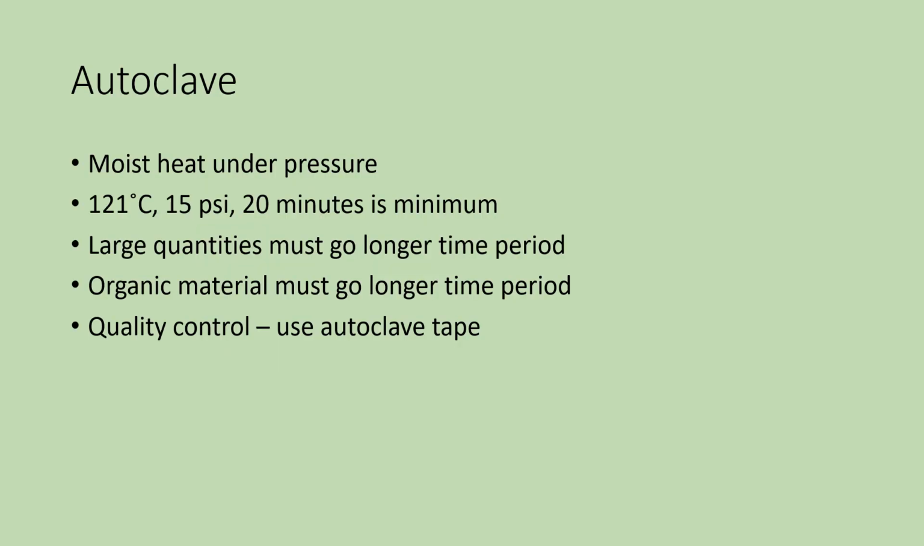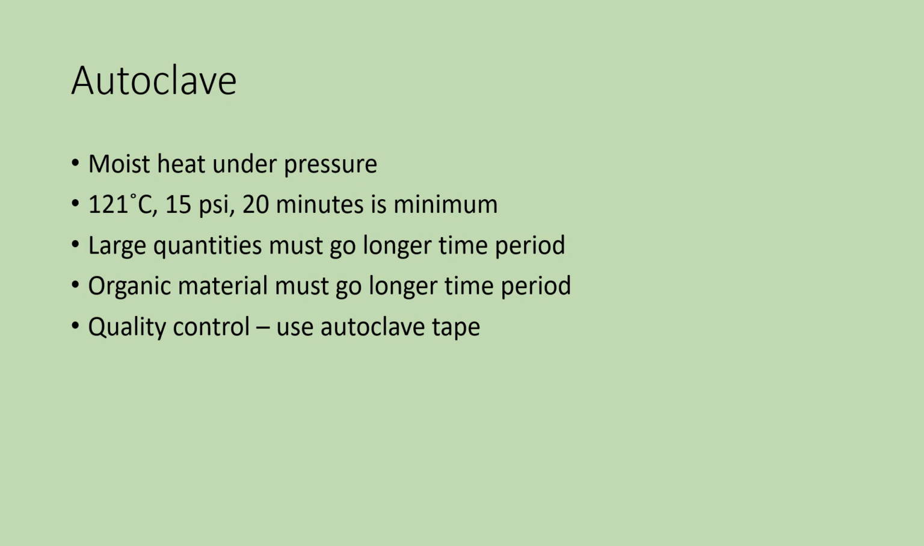An autoclave. This is used definitely with all your microbiology labs. You're using moist heat, and you're using it under pressure. So the minimum requirements for an autoclave is it must go to 121 degrees Celsius at a pressure per square inch of 15 psi, and for a minimum of 20 minutes. You have to fulfill those three things.